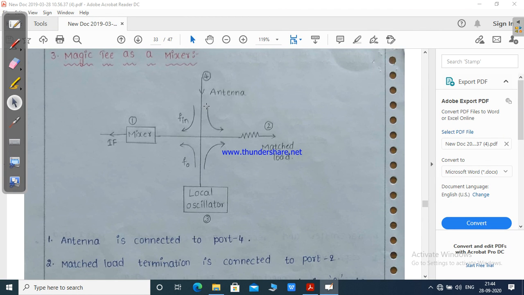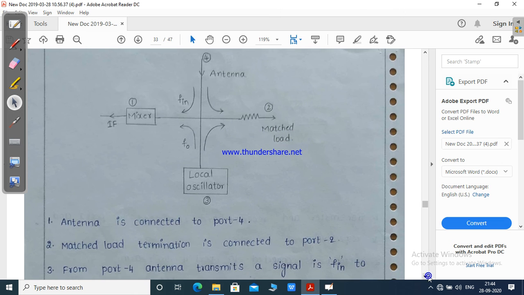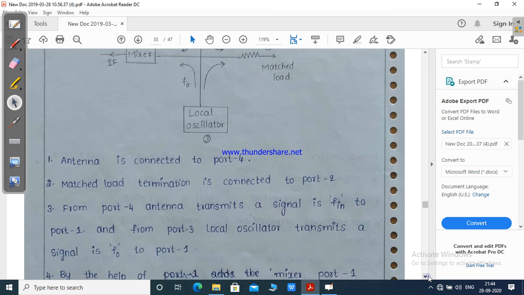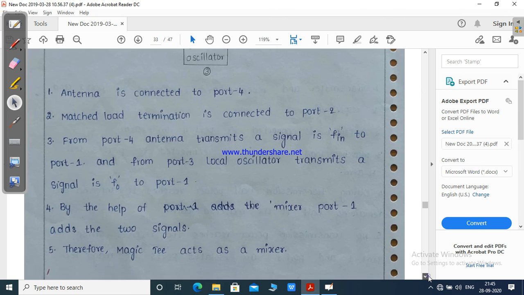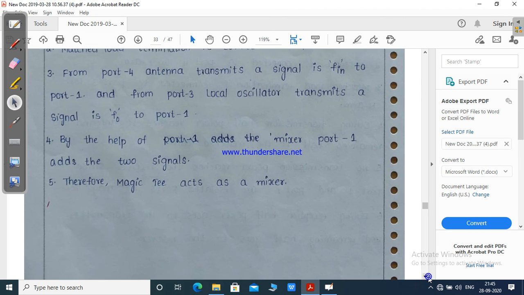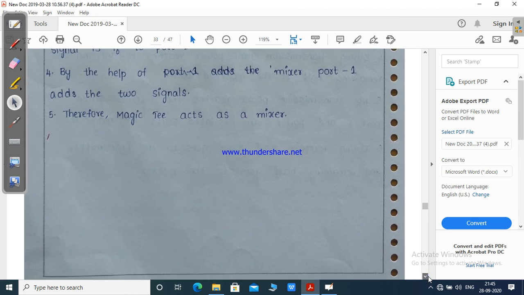Due to the matched termination, the signal is 0 at the second port. Here also the signal would be equally divided between port 1 and port 2, but due to the matched termination it is 0. So the combination of the input frequency signal received by the antenna and the local oscillator frequency are both directly fed to the mixer block. So we can use a Magic Tee for mixer operation. This is the explanation. We get the addition of 2 signals at port 1.